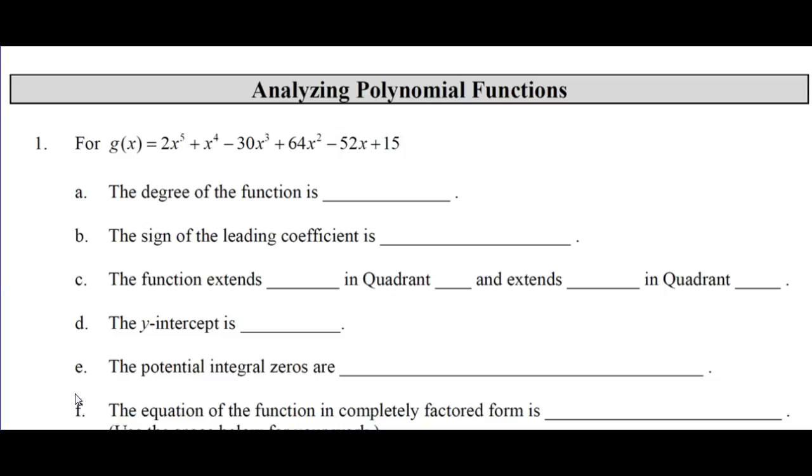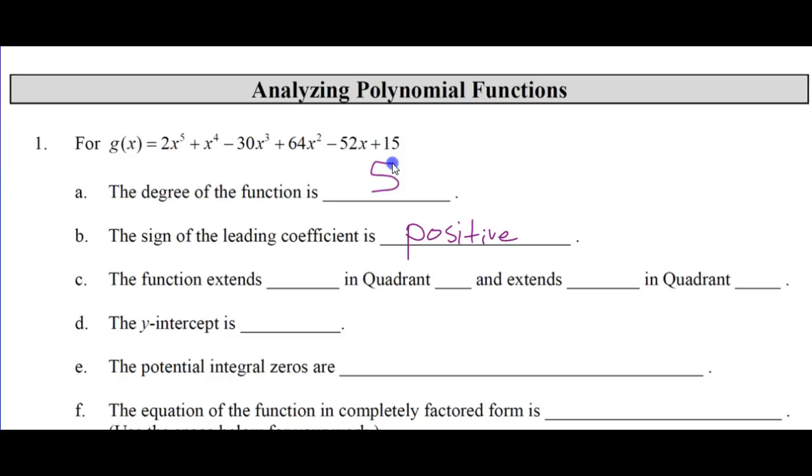Okay, so for g of x is 2x to the fifth plus x to the fourth minus 30x cubed plus 64x squared minus 52x plus 15. The degree of the function is... So what degree function is this? The degree 5. Sign of the leading coefficient is? Positive.